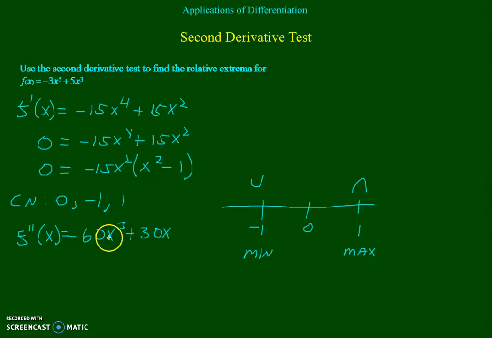Now at 0, the second derivative is 0, so it fails. So we have to resort back to the first derivative test. So if we put in a negative 0.5 and a 0.5, we see that the function is positive and positive, so it's neither a maximum nor a minimum at 0, so we only have two extrema, here and here. So let's move on to the next section.